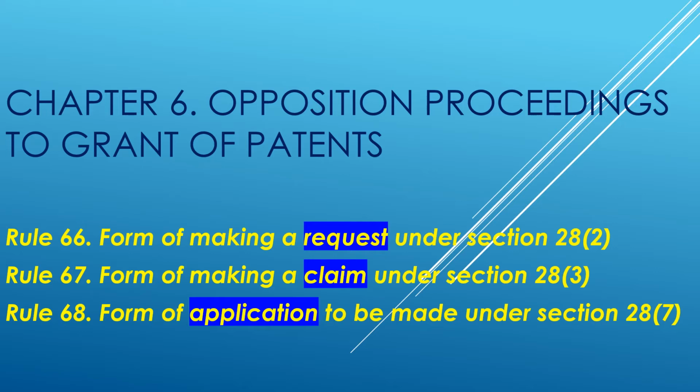Okay, so let us see the title of Rule 66. This is Form of Making a Request under Section 28 subsection 2. Rule 67 is Form of Making a Claim under Section 28 subsection 3. Rule 68 is Form of Application to be made under Section 28 subsection 7. Here you can see the keywords of Rule 66, that is request. For Rule 67 this is claim, and the keyword for Rule 68 is application. Okay, let us proceed.